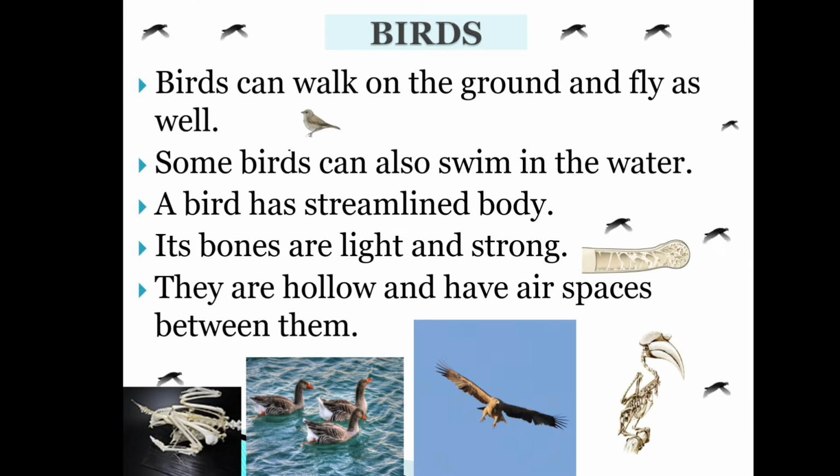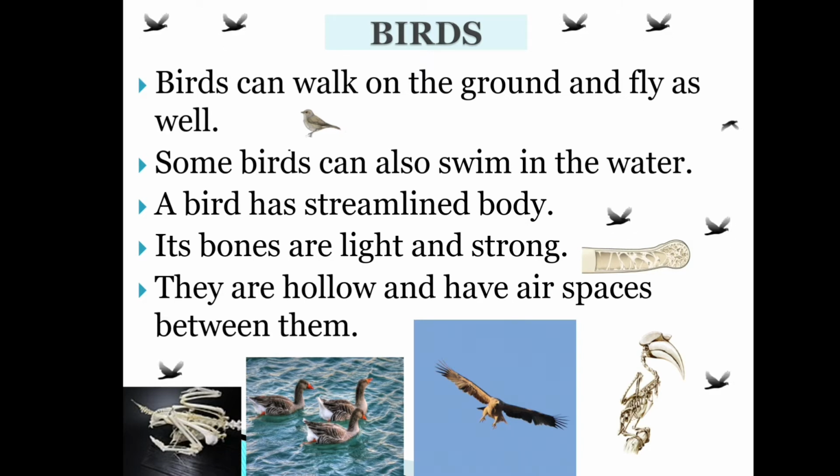A bird has a streamlined body. What is a streamlined body? It is the shape that decreases friction drag between a fluid such as air or water. This streamlined body decreases the friction and they are able to fly easily. Their bones are light and strong. Their bones are hollow and they have air spaces between them. What is hollow? Hollow is having a hole or empty space inside.